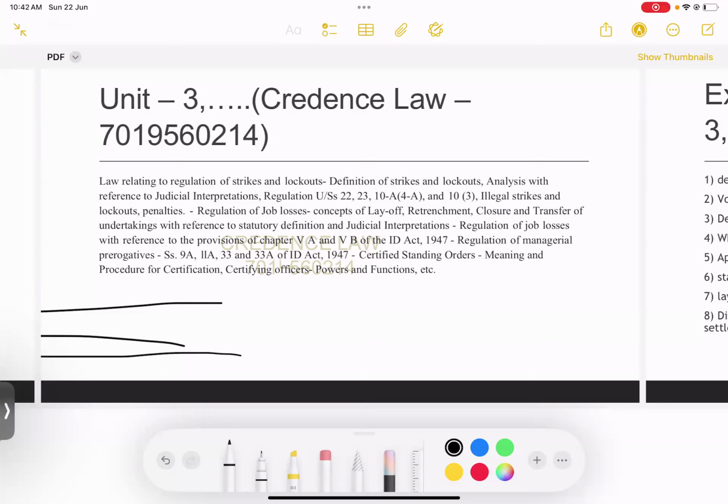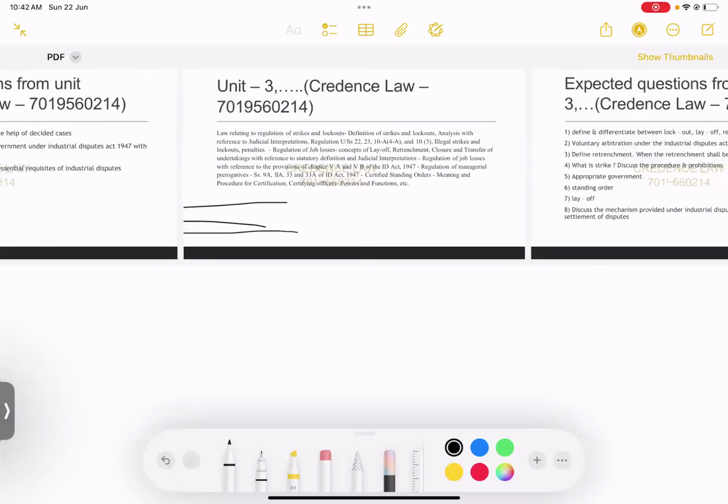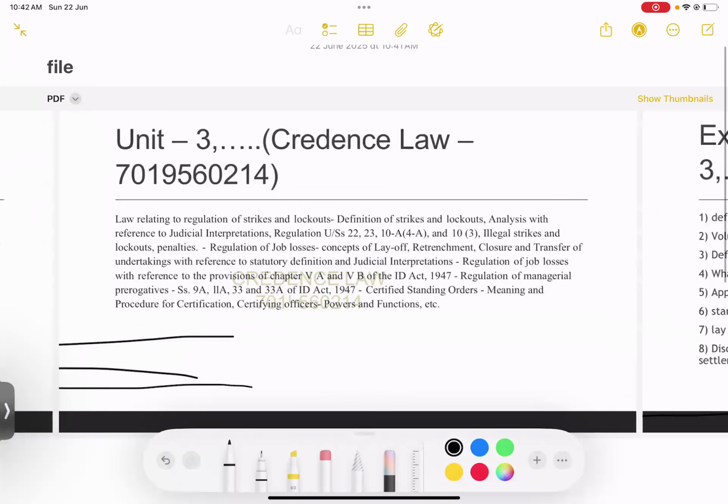A strike is considered to be illegal if a person breaches the contract, or if employees go on a strike without giving notice to the employer. The employees are not supposed to go on a strike within 14 days of giving notice, and during the pendency of the conciliation they are not supposed to go for a strike. These are certain important concepts from the third unit.